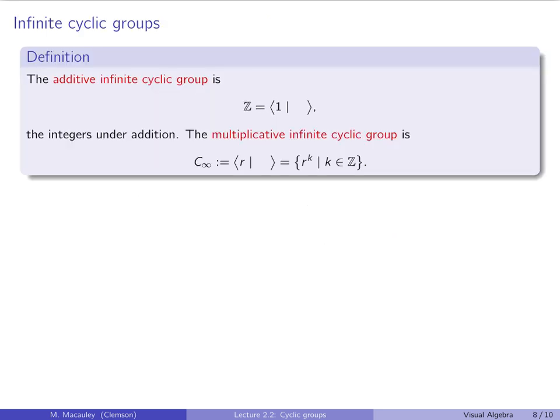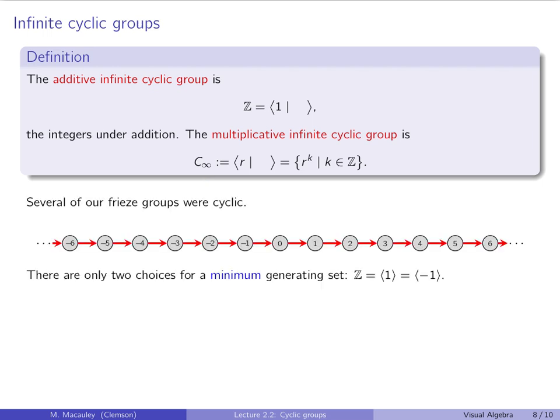Let me say a few words about infinite cyclic groups. There's only one of them up to isomorphism. You'll see why shortly if you don't already see it. If we write them additively, then the infinite cyclic group is just the integers, generated by 1, subject to no relations. The multiplicative infinite cyclic group is just all powers of r, generated by r, subject to no relations. And I'm going to write that as C infinity.